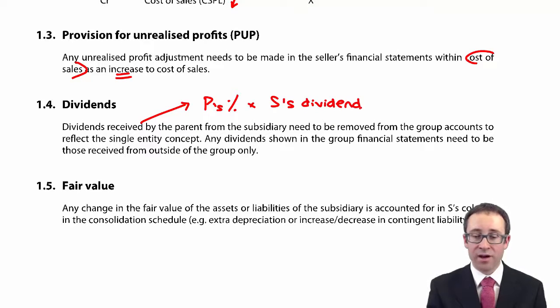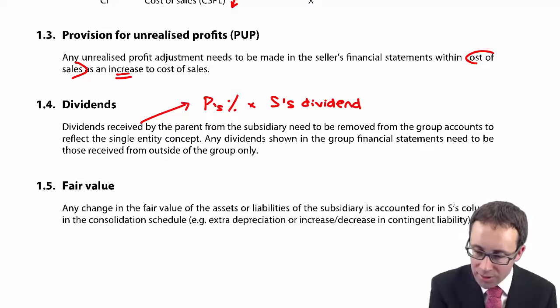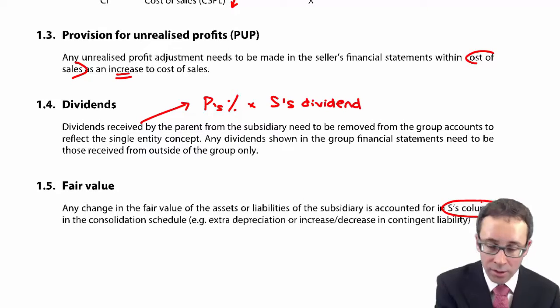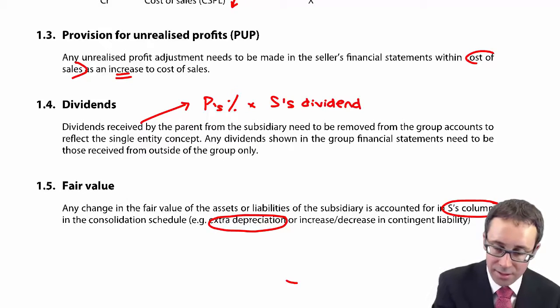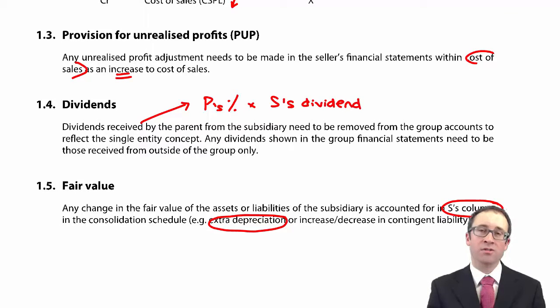So there, any change in the fair value of the assets or liabilities is accounted for in S's column. So we'll talk about how to present things as we go through the examples. So we make an adjustment to S in the group accounts in the consolidation schedule. And the common one that you have there, as we said, is that extra depreciation. Okay. Sounds a lot, doesn't it? But as you work through the examples, you'll find that it's not as much as what you actually think, because a lot of it has been seen before at F1.